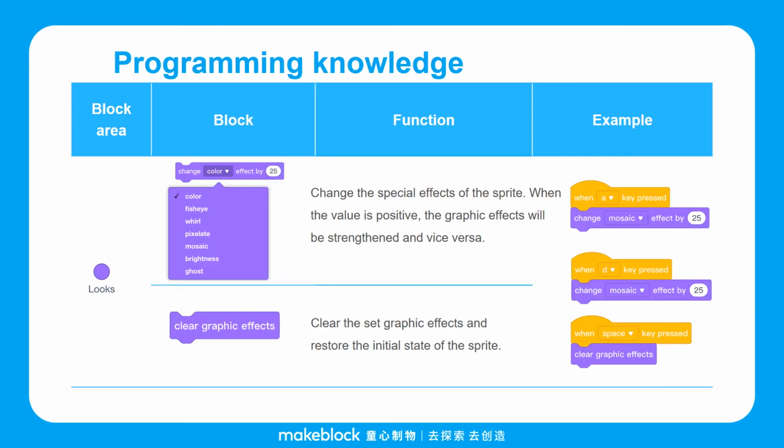The next block in the Looks tab that we'll be using is the Change Color Effect by 25 block. This block also has a little arrow next to the word color, which allows you to choose a bunch of other features. We use this block to change the visual effects of a sprite. Lastly, we will use the Clear Graphic Effects block. This will work like a reset button. So if your sprite is totally disfigured and you want it to get back to normal, you can add an additional script which allows you to reset your sprite. Cool, right?